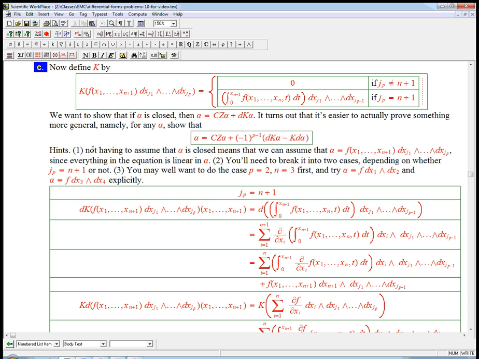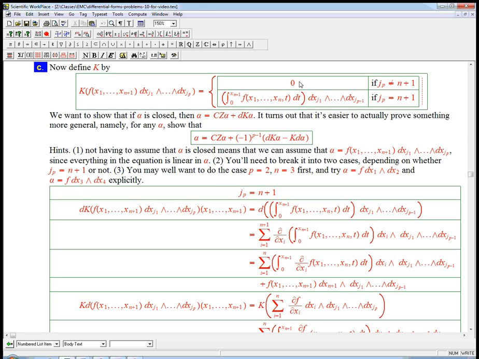Now it's time for the fully general version of K, and this will wrap up what's called the Poincaré Lemma, which is that if you're in all of Rn, then a closed form is necessarily exact. Any closed p-form, as long as p is greater than 0. Otherwise, it's not possible to be exact.